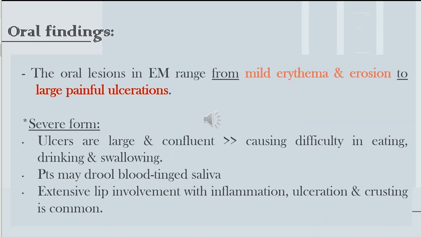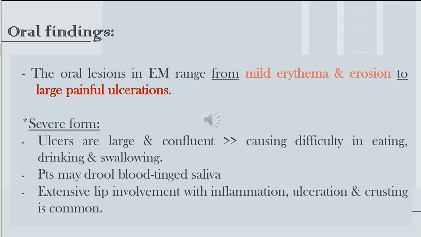ممكن ألقى شنو في patient عنده erythema multiforme in the oral cavity. The oral lesions for erythema multiforme range from mild erythema and erosion to large painful ulceration. تختلف according to the patient, according to the cause, and according to the immunity بتاعتي. Severe forms, they are ulcers. والulcers بتكون large and confluent, okay, causing difficulty in eating, drinking, and swallowing.